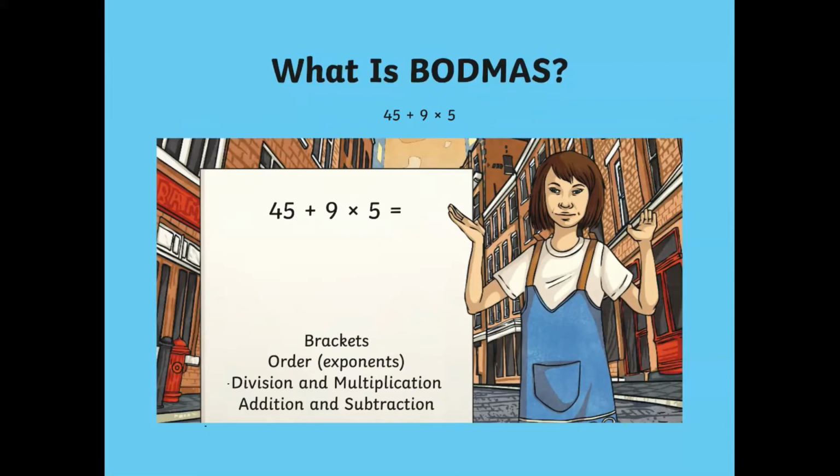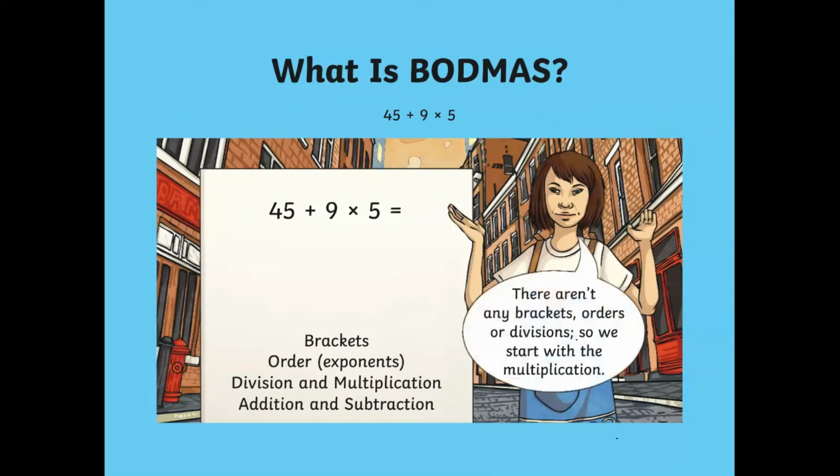So as we can see at the bottom, there is the BODMAS order typed out. So we've got brackets first, then we've got orders or exponents, then we've got division and multiplication, and then addition and subtraction. So there aren't any brackets in this equation. There's no brackets. There's no orders, so something to the power of something, and there's no divisions. So we have to start with a multiplication.